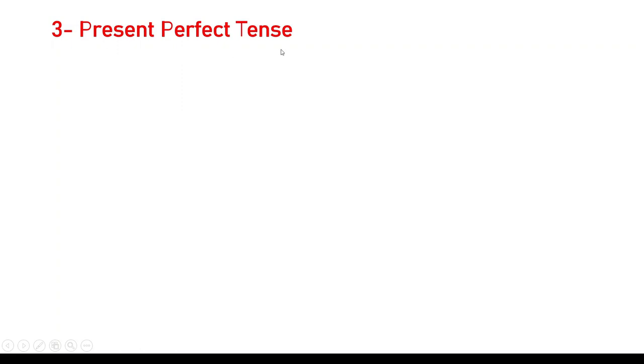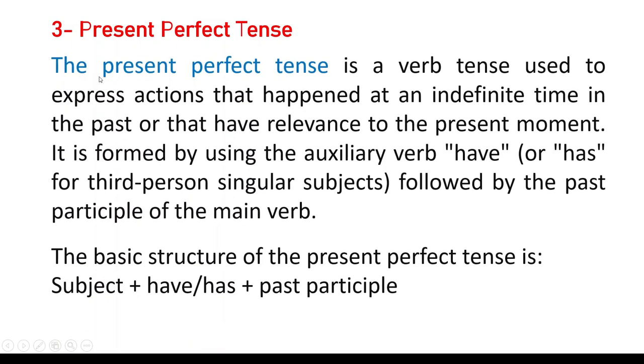3. Present perfect tense. The present perfect tense is a verb tense used to express actions that happened at an indefinite time in the past or that have relevance to the present moment. It is formed by using the auxiliary verb have or has for third person singular subject, followed by the past participle of the main verb. The basic structure of the present perfect tense is subject plus have, has plus past participle.